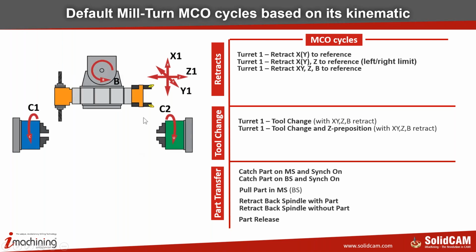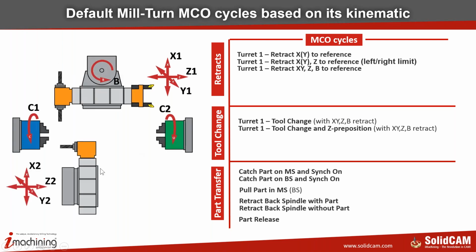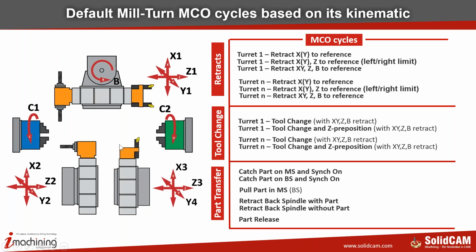Now, whether you have this revolver with a B-axis, or a second channel with another revolver, or a third revolver, nothing will change except that we add the retracts and the tool change for the particular turrets. And here I just typed turret N, as it can be the second turret, third turret, N turret. It will have exactly the same types of retracts and also tool change as I defined earlier. Yes, so nothing more, nothing less.